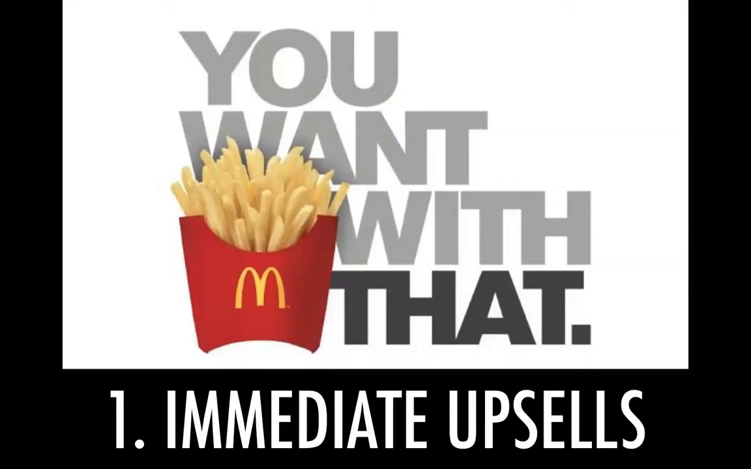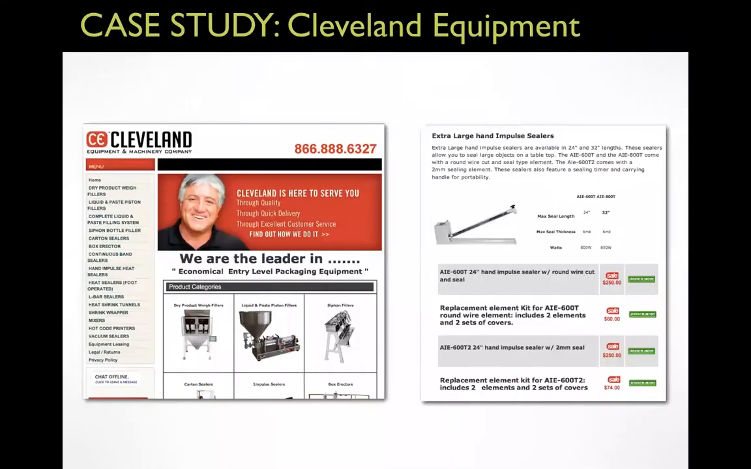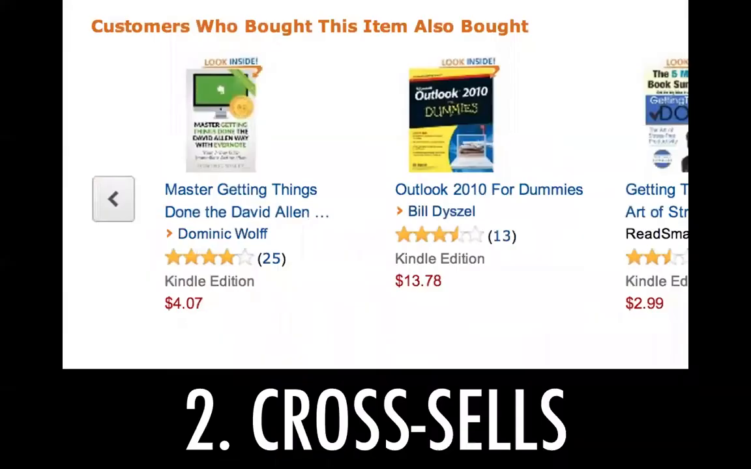Let's talk about immediate upsells. So here's a case study, Cleveland Equipment. You can see their replacement elements, right? They sell replacement elements. This is an upsell. So you've got your sealer, but if you look down, you're going to need replacement elements. This thing's going to get worn and torn. So you see they make that available in their cart system.